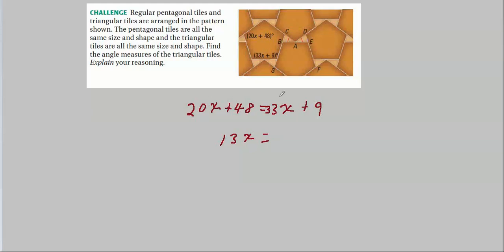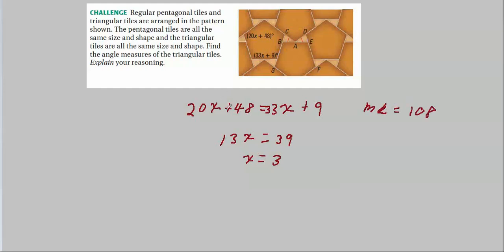That's 33x minus 20, and 48 minus 9 is 39. Well, that's convenient, because 39 happens to be divisible by 13, so x equals 3. So we should be able to plug that into either one of these. That's 60 plus 48. So each of these angles here equals, that's the measure of the angle, and it could be any angle. I didn't bother to specify, because they're all the same. It would be 108, at least if you use this equation.